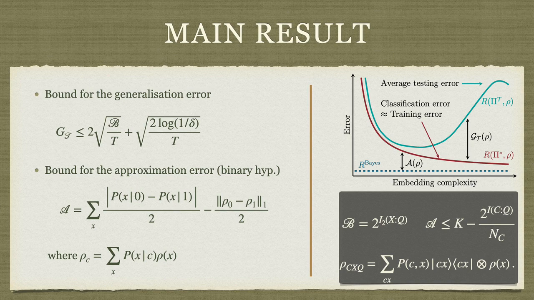So the B quantity entering in the generalization bound depends on the Renyi mutual information between the quantum embedding and the classical input space, while the approximation error, even for multi-class problems, depends on the mutual information between the quantum embedding and the class space. So the entropies that enter in the generalization and approximation errors are defined for this classical-quantum state, where C and X are classical variables, while Q refers to the quantum embedding.